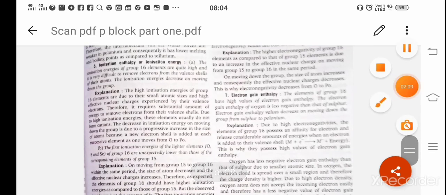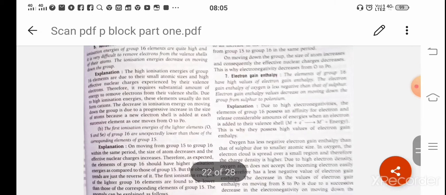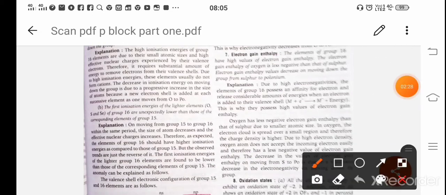Now electron gain enthalpy. Electron gain enthalpy depends upon the electronegativity. Down the group, due to increase in size, it decreases. But oxygen's electron gain enthalpy is slightly less than sulfur. This is due to the fact that oxygen has a very small size and bears some inter-electronic repulsion for the incoming electron. As a result, its electron gain enthalpy becomes slightly less than sulfur.